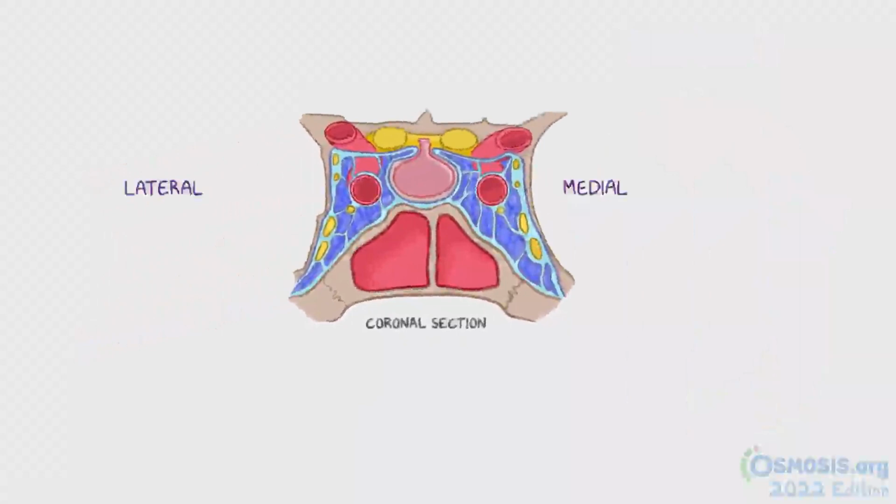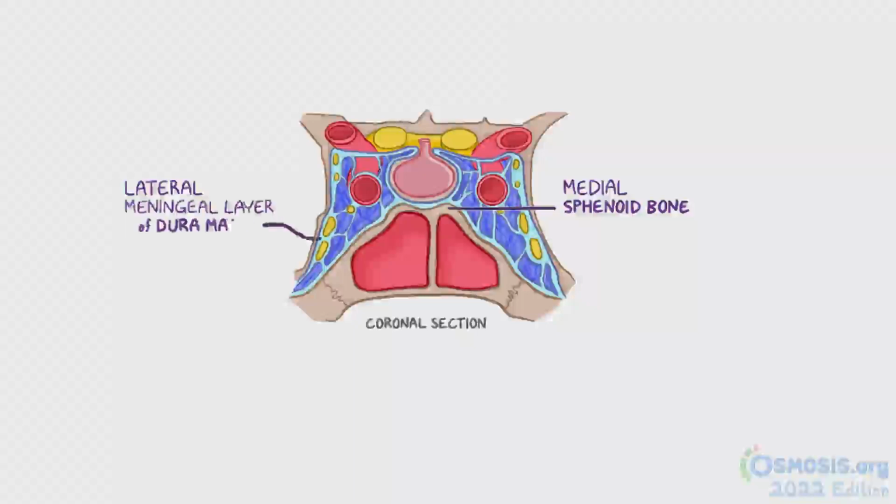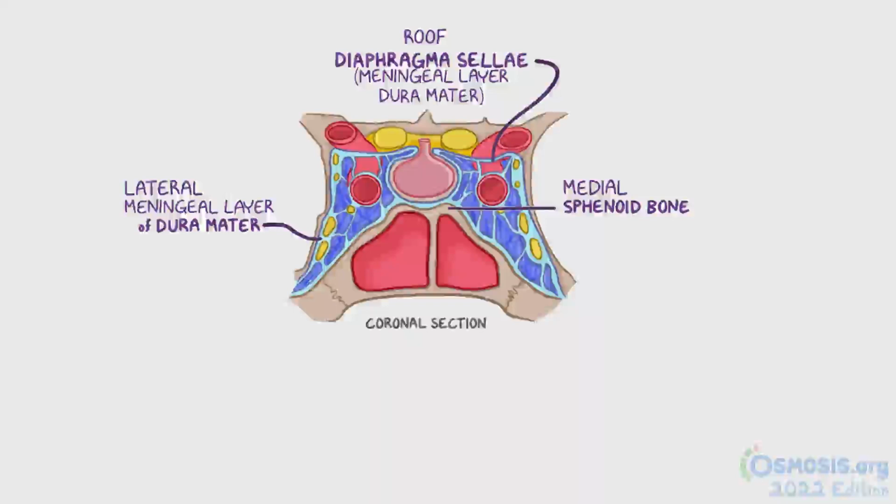The medial border of the cavernous sinus is formed by the sphenoid bone, and the lateral border is formed by the meningeal layer of the dura mater. The roof of the cavernous sinus is the diaphragma sellae, which is also the meningeal layer of the dura mater. And lastly, the floor is formed by the endosteal layer of the dura mater overlying the sphenoid bone.